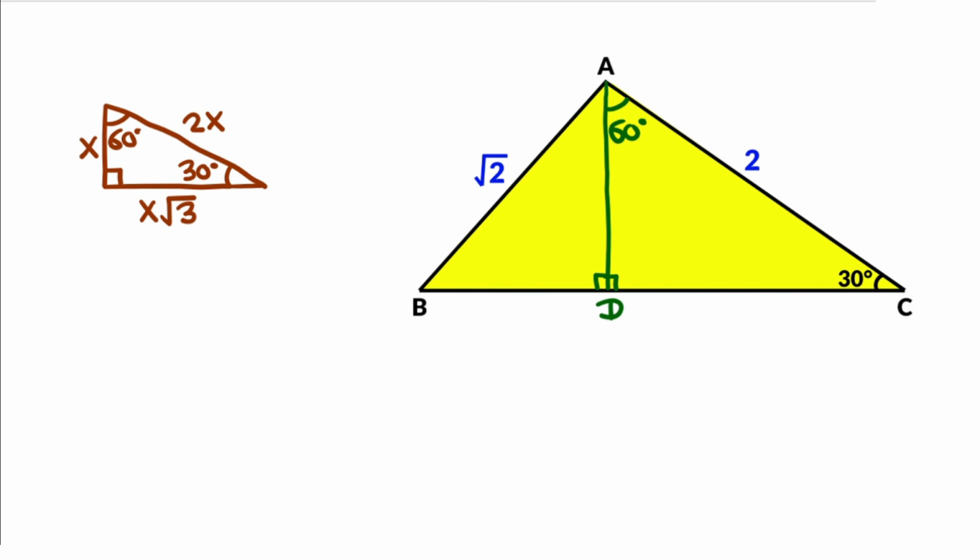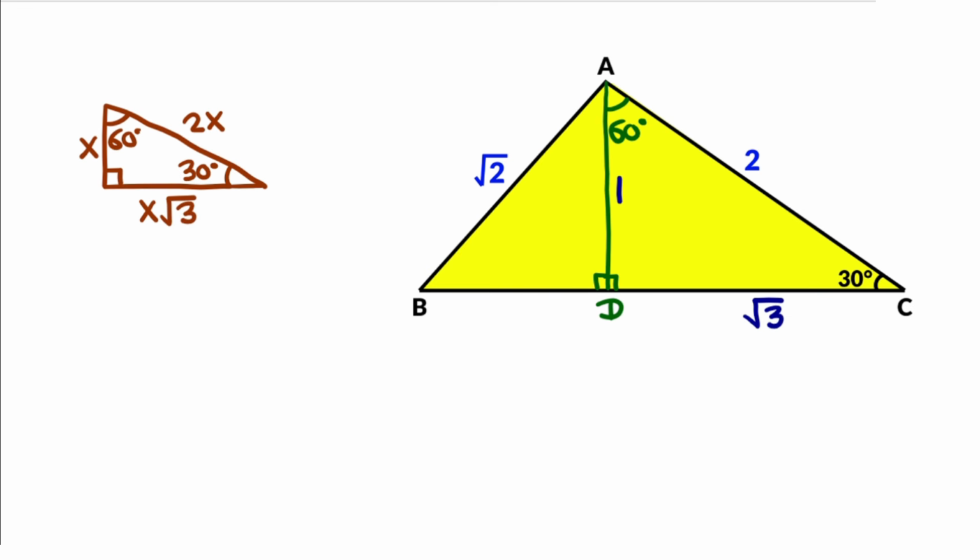In any 30-60-90 triangle, the side opposite 30 degrees is half the hypotenuse, and the side opposite 60 degrees is that shorter side multiplied by the square root of 3. Since the hypotenuse AC is 2, the shorter leg, AD, must be 1, and the other leg, CD, is 1 multiplied by the square root of 3, which is simply the square root of 3.